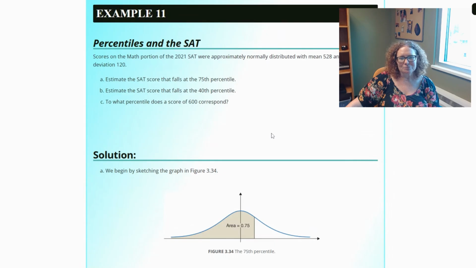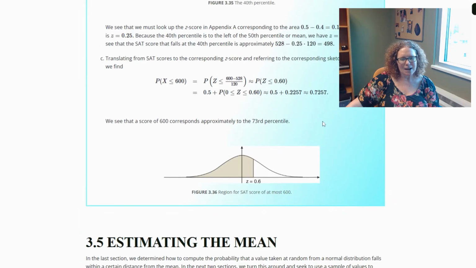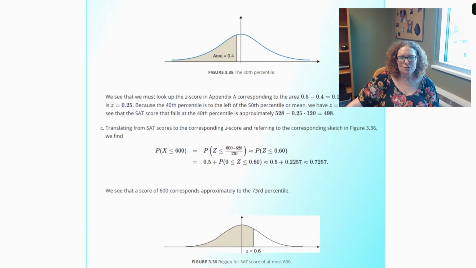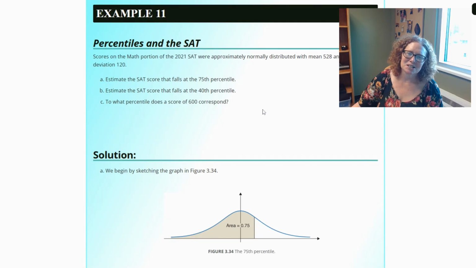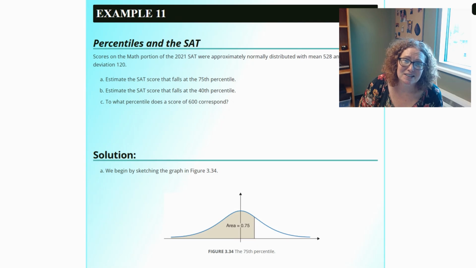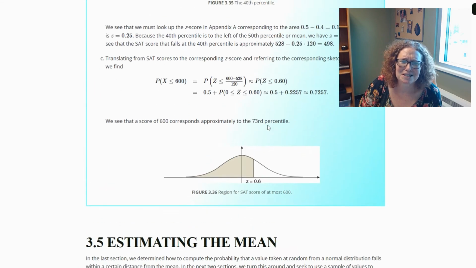Another one, we look at the percentiles in the SAT, and that is just the same as the question before. And it also had that third part, because remember we were looking at just the first two parts of the SAT score that falls at the 75th and at the 40th. And then we say, well, to what percentile does a score of 600 correspond? So how does that make sense?